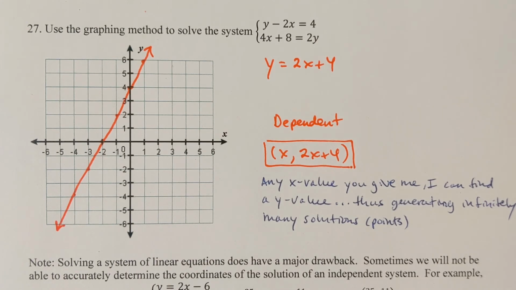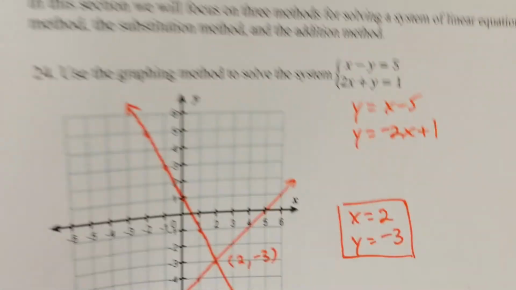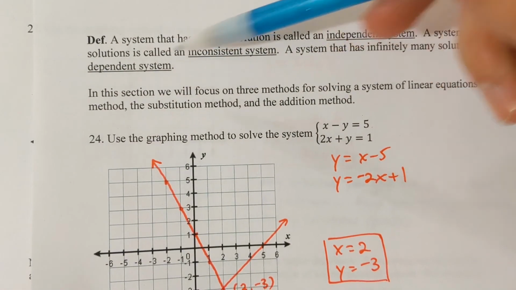Well, if I've just drawn the same line twice, there's going to be infinitely many times that these lines will intersect each other. So I'm going to have infinitely many solutions to this system. Okay, a system that has infinitely many solutions to it is called a dependent system. That was mentioned earlier there.